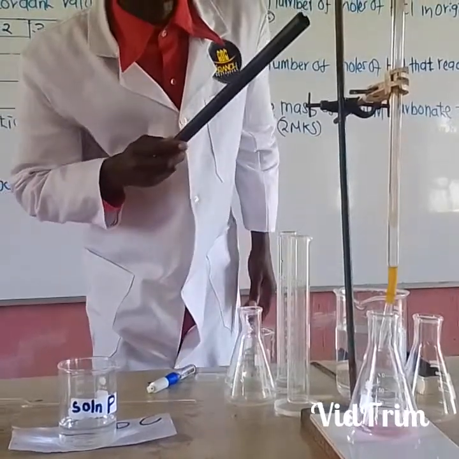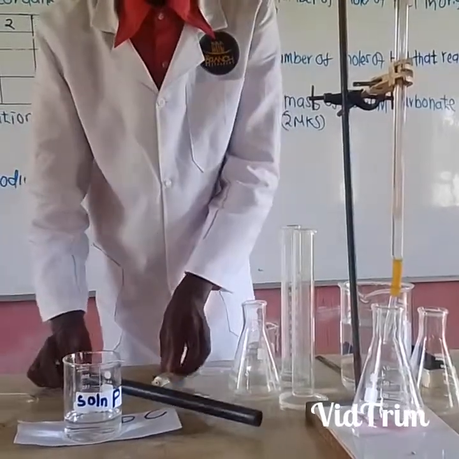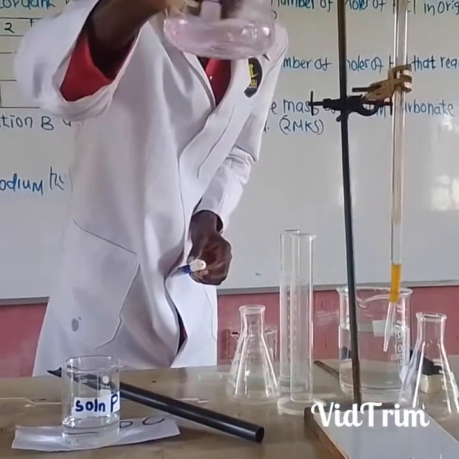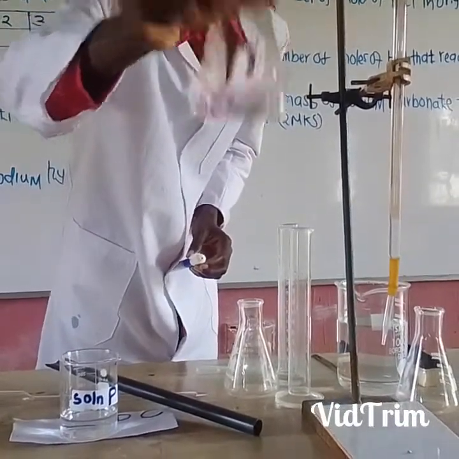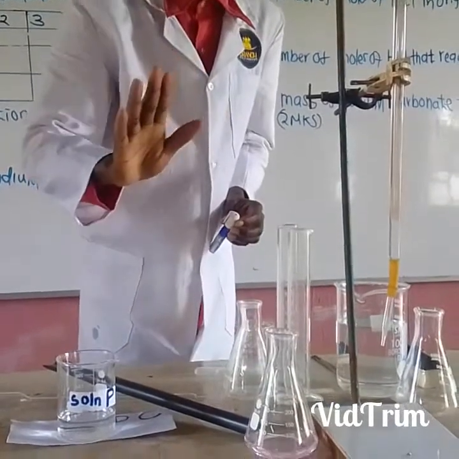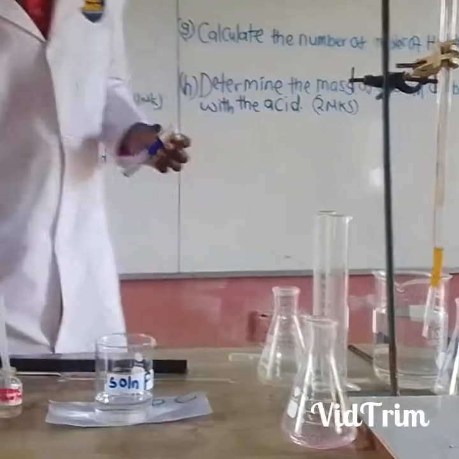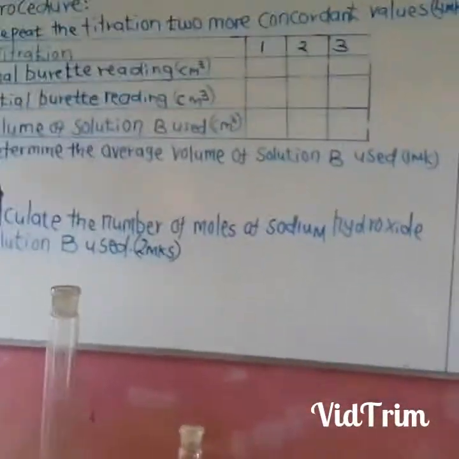When I read on the burette, it is 20.8 mils. So if that is the case, you can watch and see the pink color has just appeared. Is it okay? Then you come and record on the titration table. So focus and see on the board. I'm now going to record.